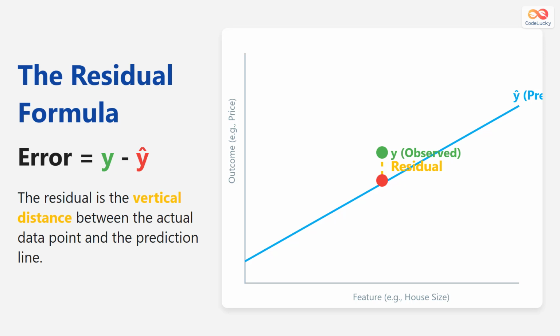The formula for a residual is the observed value, y, minus the predicted value, y-hat. On a graph, this is easy to see. The residual is simply the vertical distance between the actual data point and the prediction line created by our model.